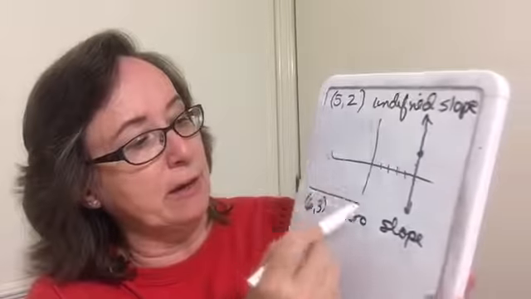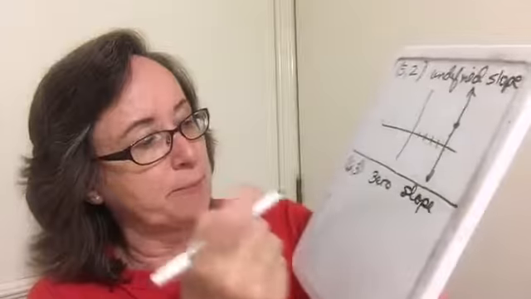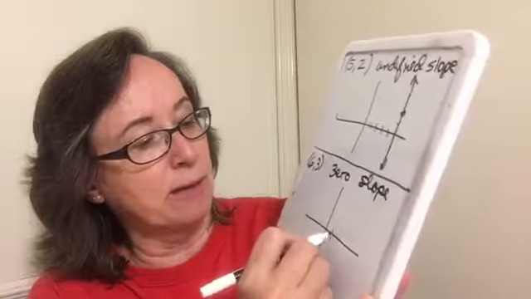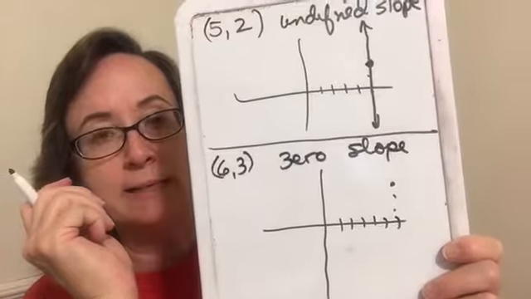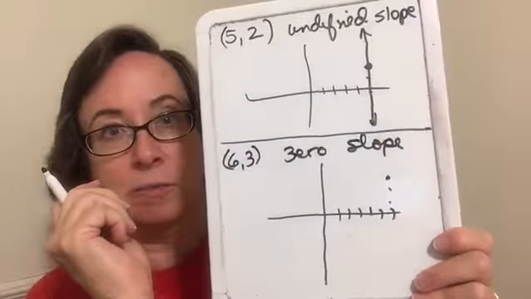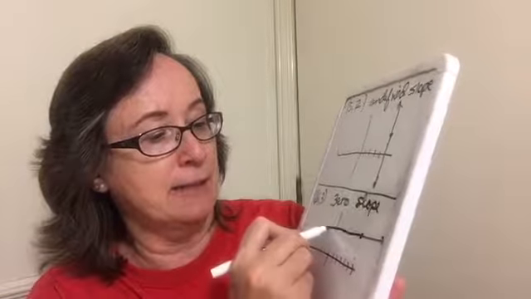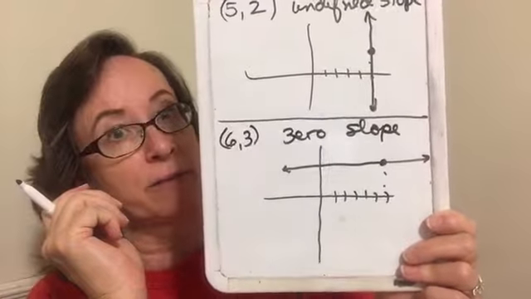This one down here says go through the point 6, 3 with a 0 slope. So again, I'm going to plot my point: 1, 2, 3, 4, 5, 6 steps to the right and 3 steps up. So there's my point, and a 0 slope. So my line is going to be flat, and there is a line of 0 slope going through the point 6, 3. Easy, easy. All right.